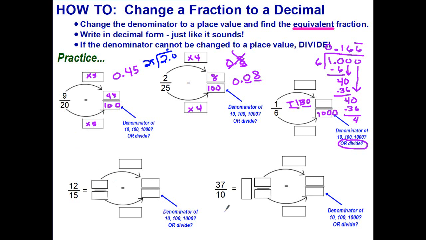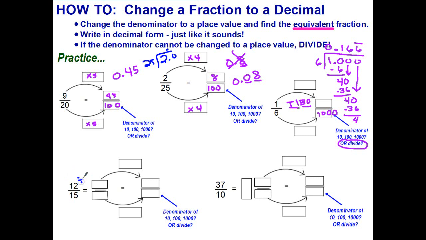All right, let's come down to the bottom, 12/15. No, I cannot change 15 to a 10, 100, or 1,000. But I'm going to look at this fraction. I can simplify this. So let's see if simplifying helps us, or if we're going to have to divide like we did with the 1/6. 12 is not a factor of 15. Factors of 12: 2 times 6, which neither one of those are factors of 15. 3 times 4, 3 is a factor.